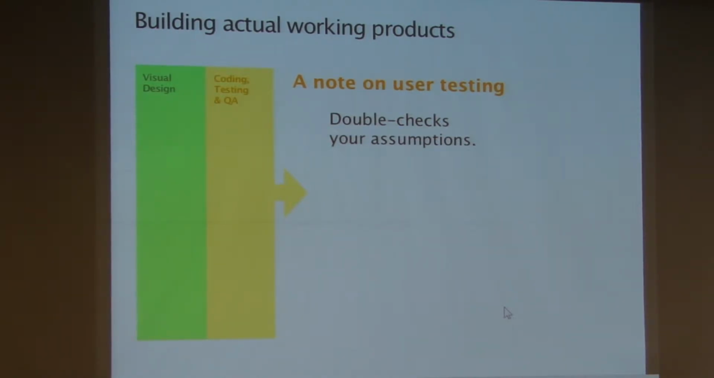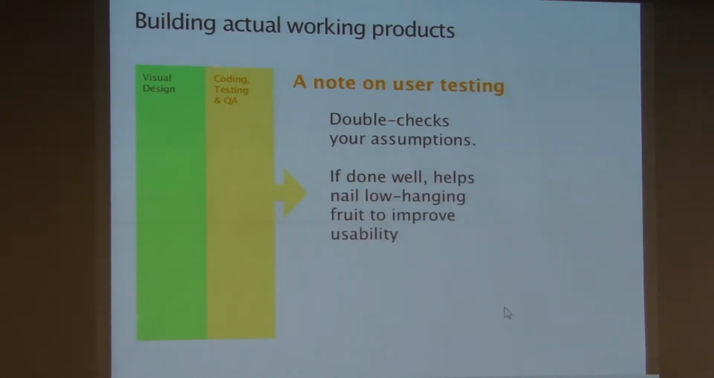User testing. In other words, you can have all your great ideas, but actually try it out on some users and double check your assumptions. Now here's an interesting mixed metaphor. If done well, it helps nail low-hanging fruit. What does the metaphor of low-hanging fruit mean? It means it's the easy thing to reach, right? The apple at the top of the tree.